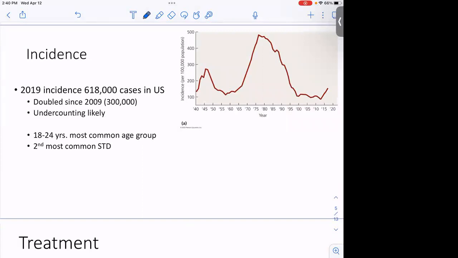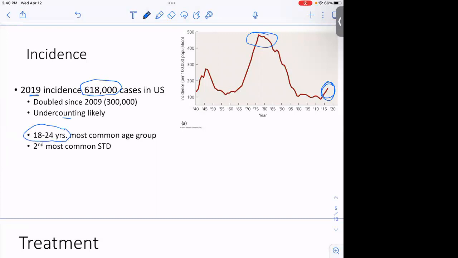Incidence is ticking up. It's not as high as it was during the AIDS crisis. When everybody was worried about AIDS, there was more abstinence or safe sex going on. People are less worried about AIDS now, I think. So as of 2019, cases have doubled. This 600,000 figure is probably quite a bit of an underestimation, again, because people don't necessarily know that they have it. Undercounting is pretty likely.